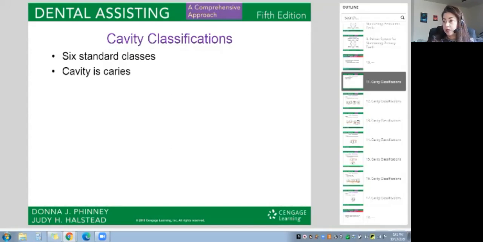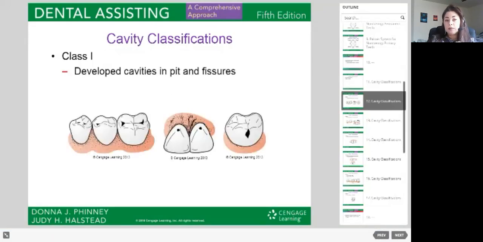There's just damaged tooth structure in there. Okay, so give me 1 second to get caught up because I'm not following the book here. Okay. So it's class 1 through 6 on the cavity classifications. So we need to know which one we are working with. All right, so class 1 is a filling that is developed in cavities and pit and fissures.